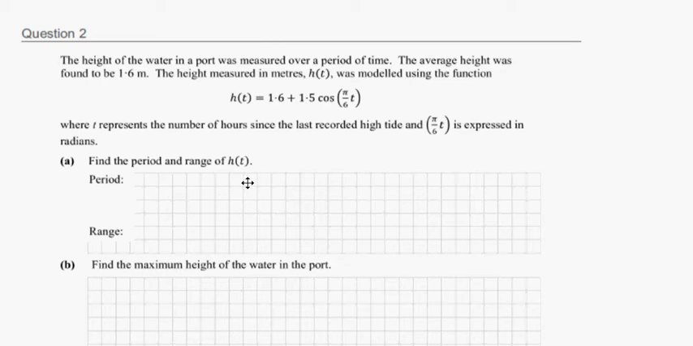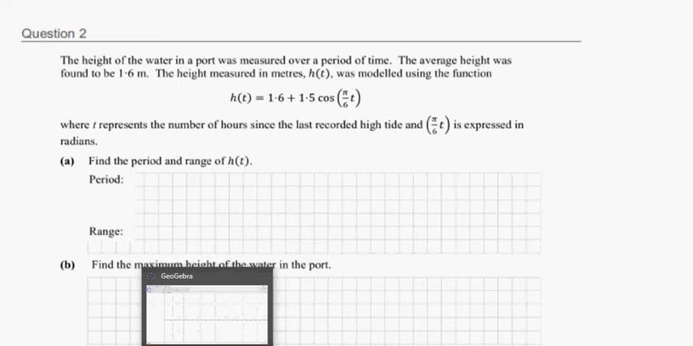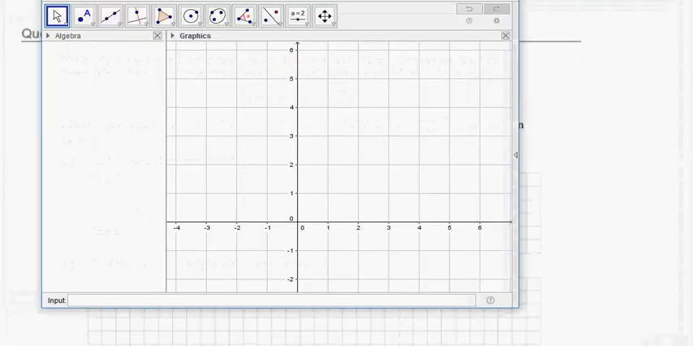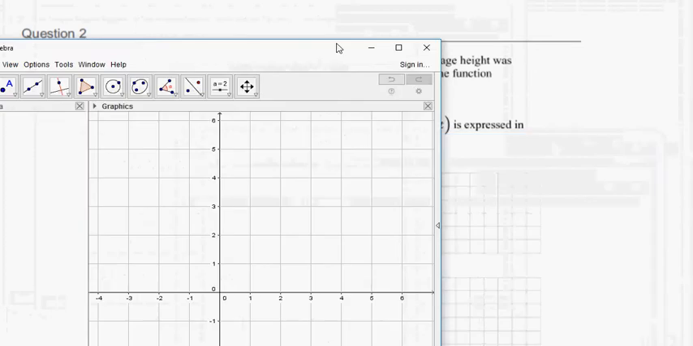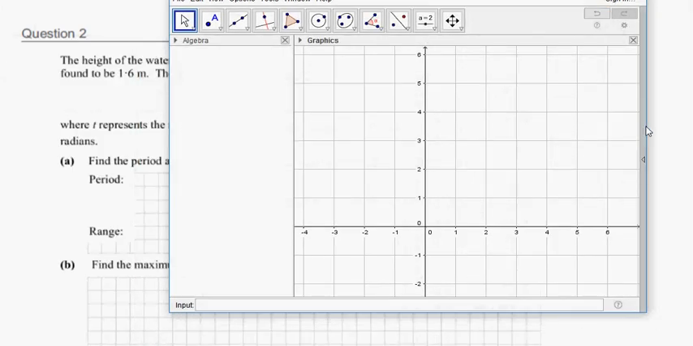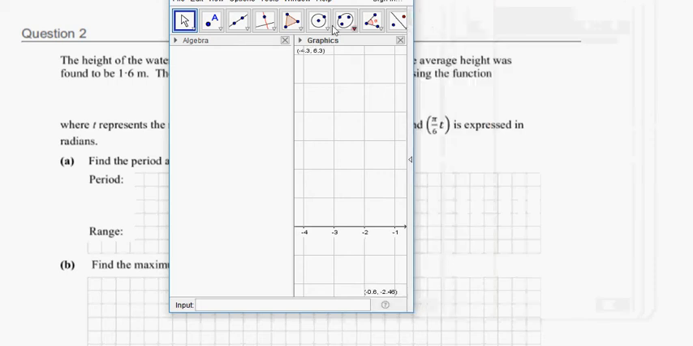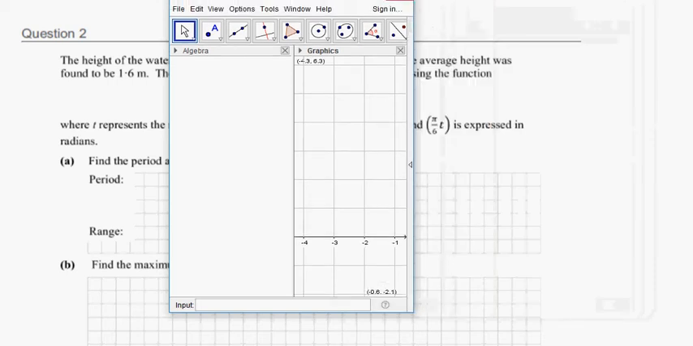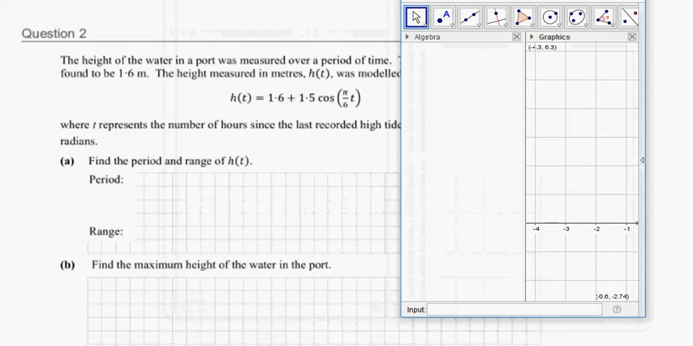Now, my advice to you guys would be to enter this into the function of your calculator and get a quick idea of what's going on. I'm going to quickly use the GeoGebra package. My hope is that I can give you a quick look at what this diagram looks like and what exactly the question's trying to get at. Okay, so what we're going to do is just draw this graph.